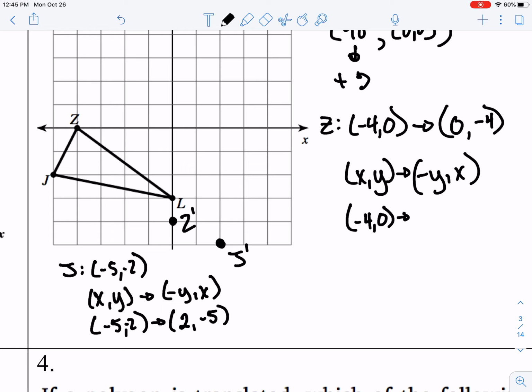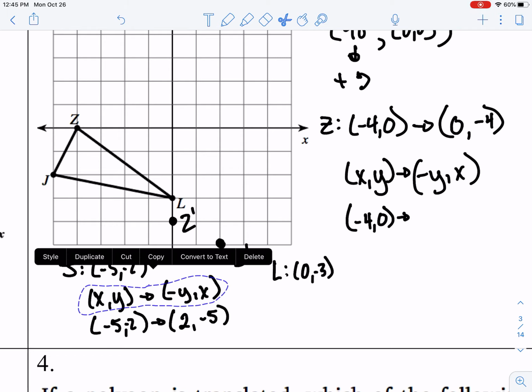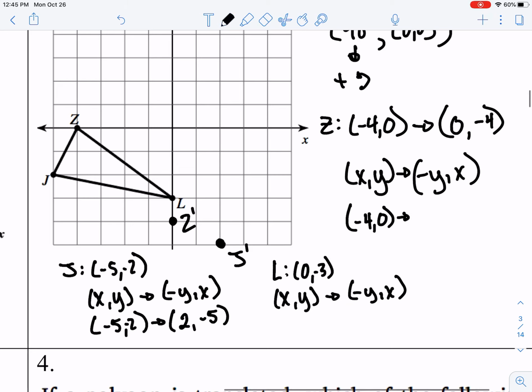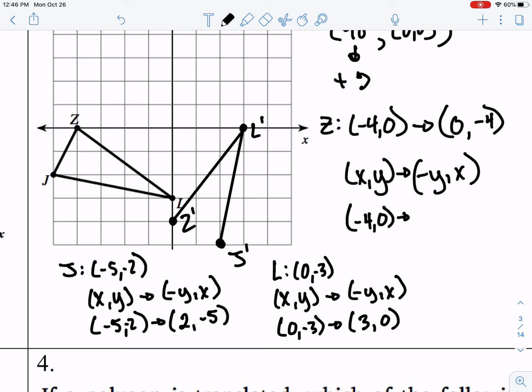And then last but not least, L is (0, negative 3). I'm going to stick with this rule. So (0, negative 3). Change the sign of y, put it at front. X stays the same, but it goes to the back. And then (3, 0) will be L prime. And you just connect the dots to finish it off.